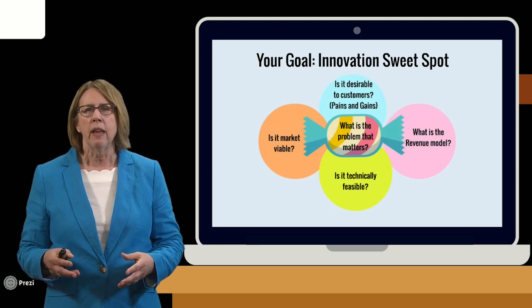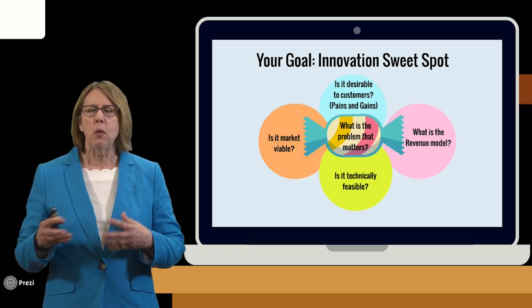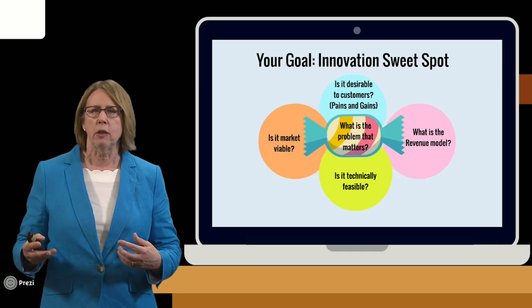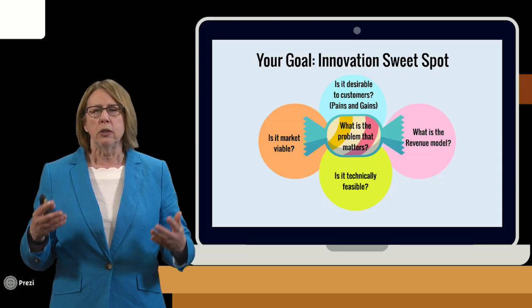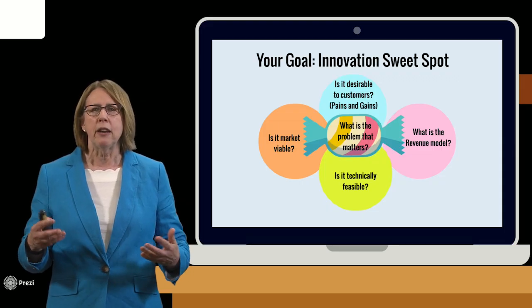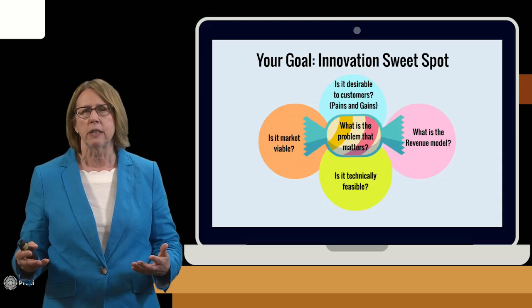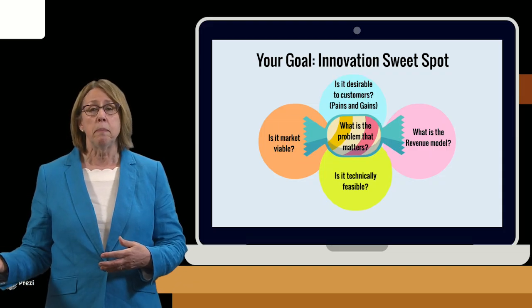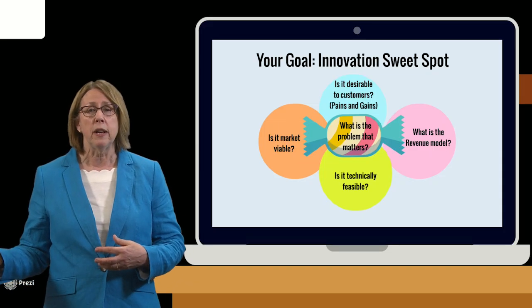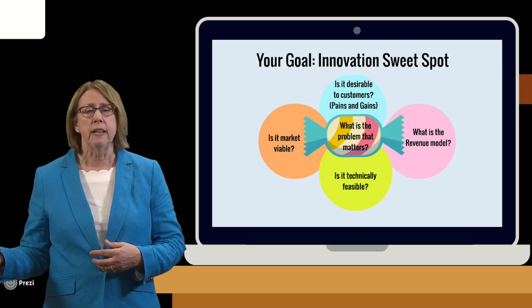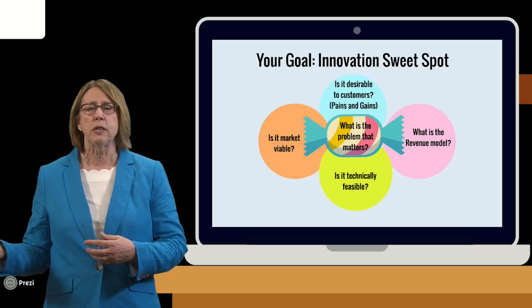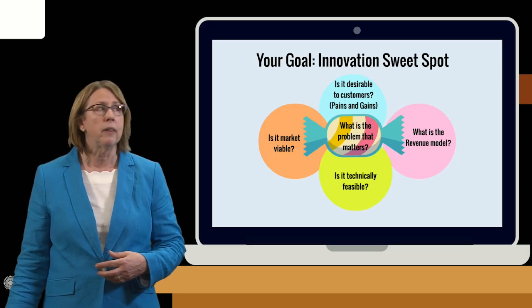What this is going to do is help you achieve your innovation sweet spot. And so what we have here are 4 core questions that you'll be answering through this process. Is your problem and your solution something that actually matters and is desirable to customers? Can you charge them money, or can you charge somebody money? What is the revenue model? Even nonprofits or government entities need some kind of source of revenue in order to keep going.